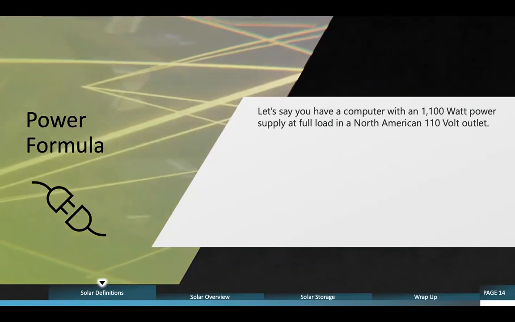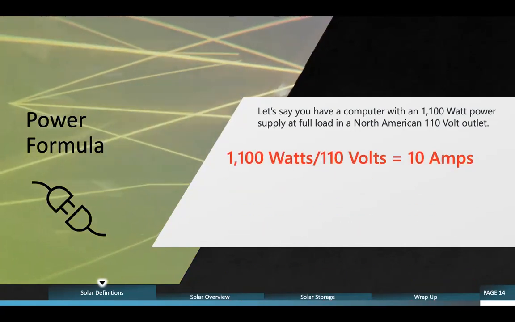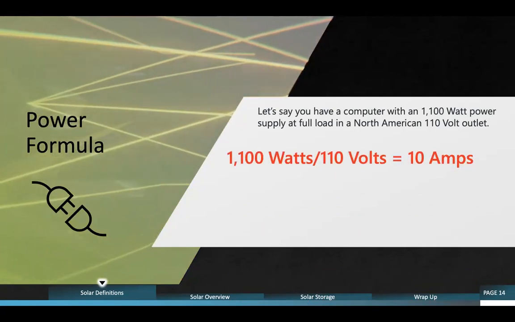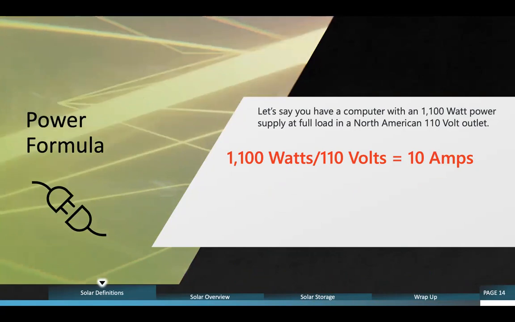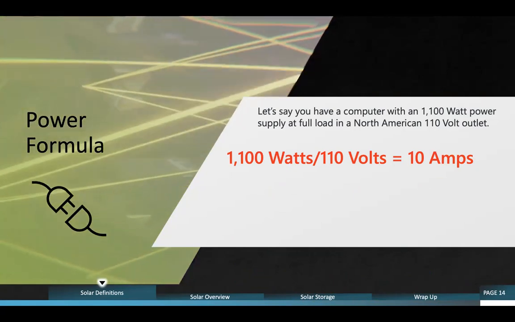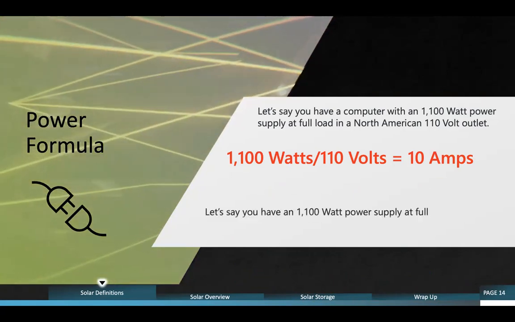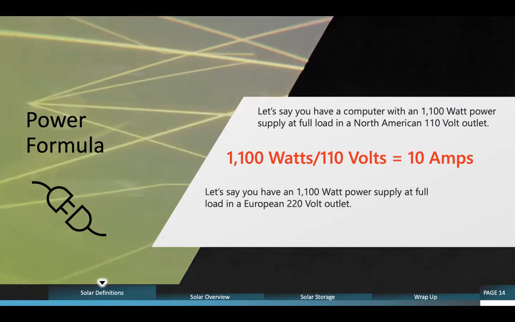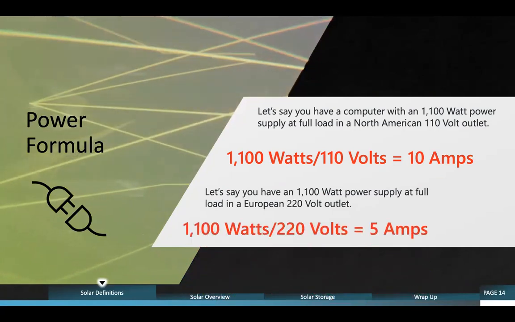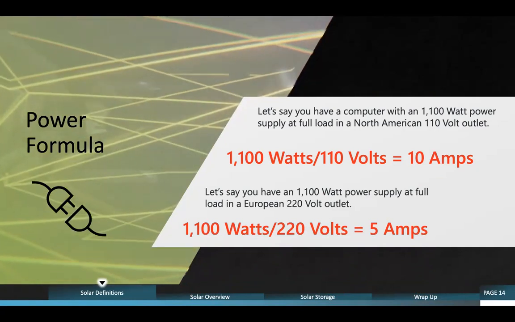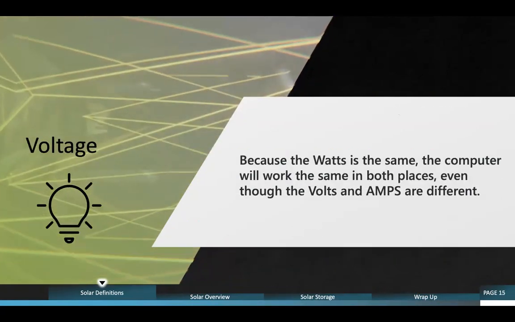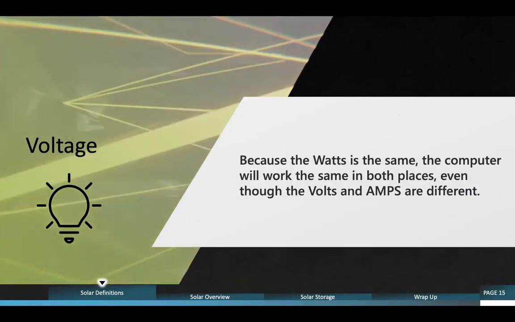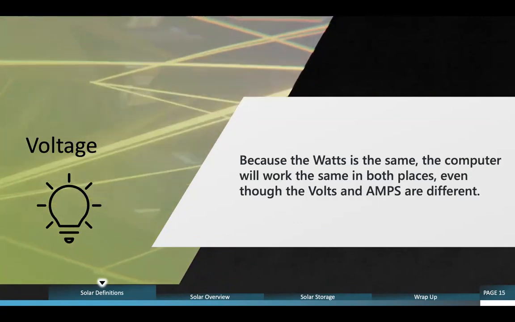Okay. Well, we need to figure out if it's going to work over there. So you get the number of watts and you divide it by the volts. Just reversing the formula, and you get the number of amps it's going to push out. So we're going to have 10 amps of electricity. Well, what about 220 volt out there in Europe? Well, 1100 divided by 220 is going to equal 5 amps. Now, even though the amps and the volts are different, because the watts are the same, the computer will still work the same in both places.